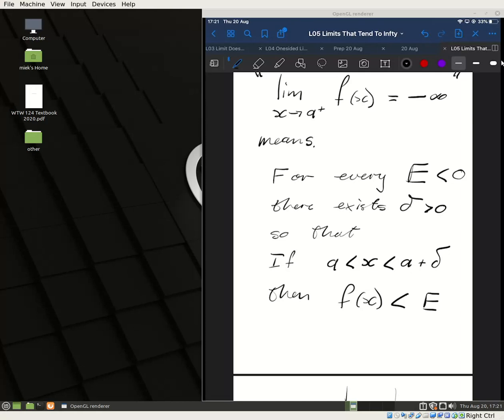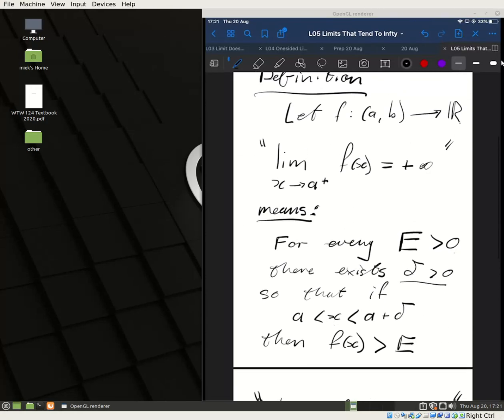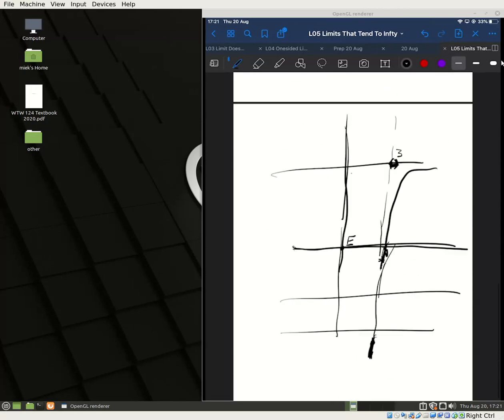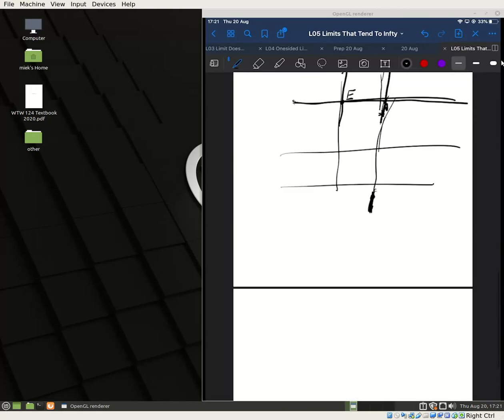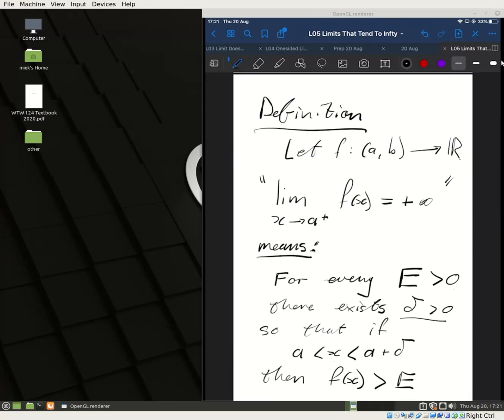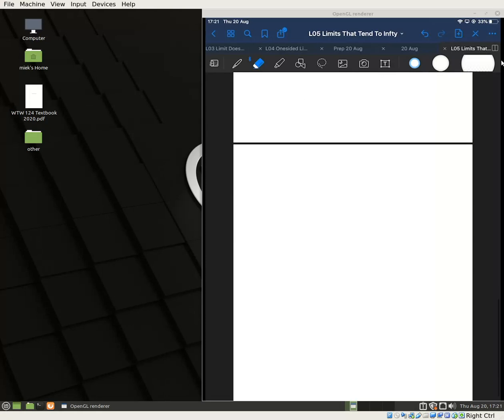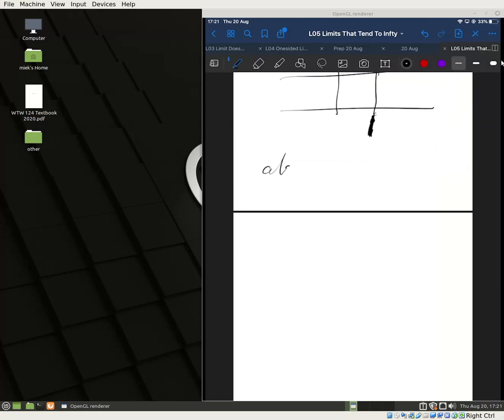And of course you also have corresponding left definitions. So these are the limits as x tends to a from the right, and you also have corresponding left definitions.